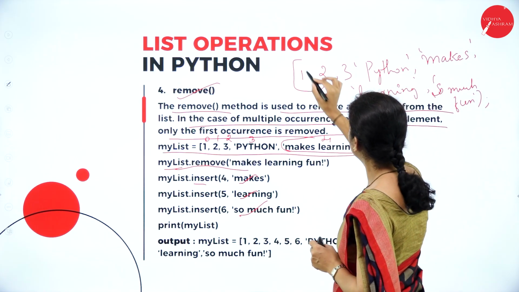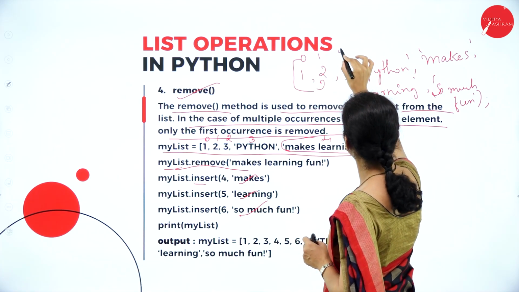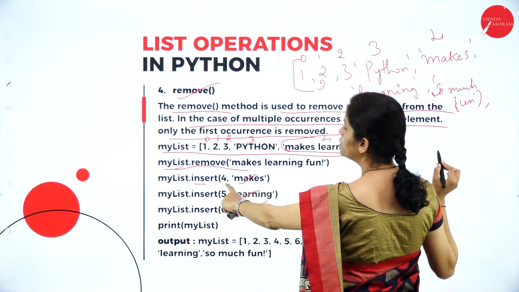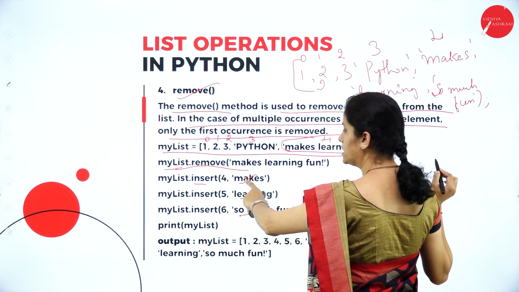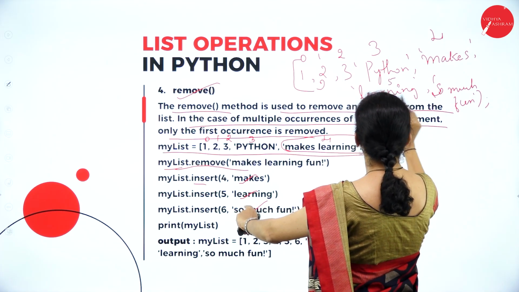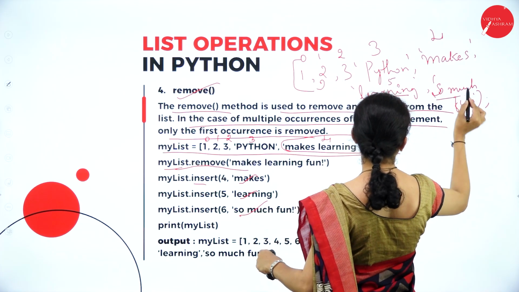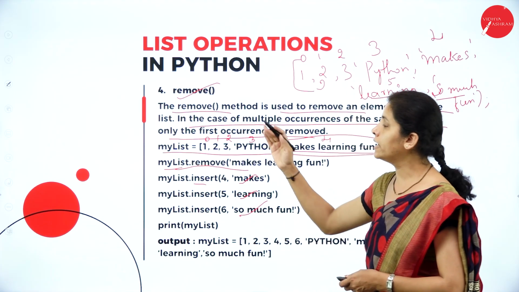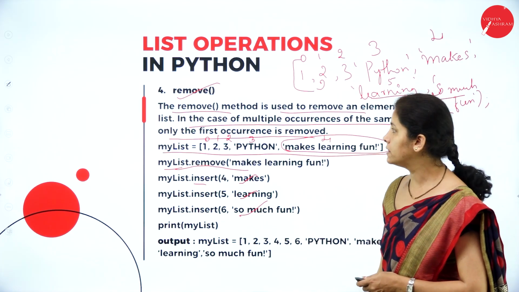Okay, fine. So it is 0th position, first position, second position, third position, fourth position. See here, at the fourth position, I want to place makes. Then at the fifth position, I want to place learning, and at the sixth position, I want to place so much fun. This is the way I can use the remove method.